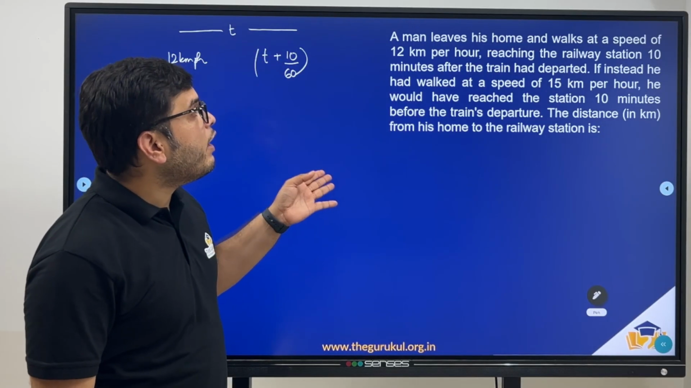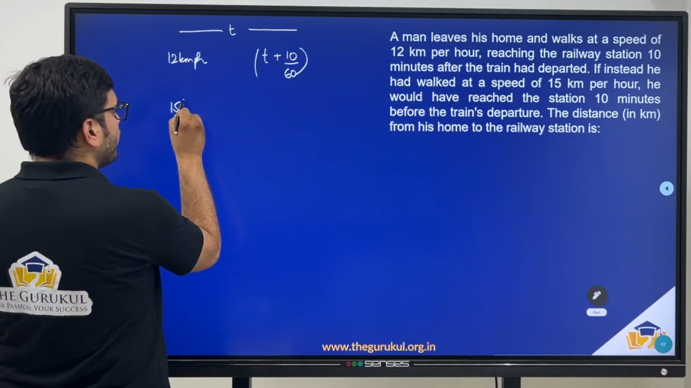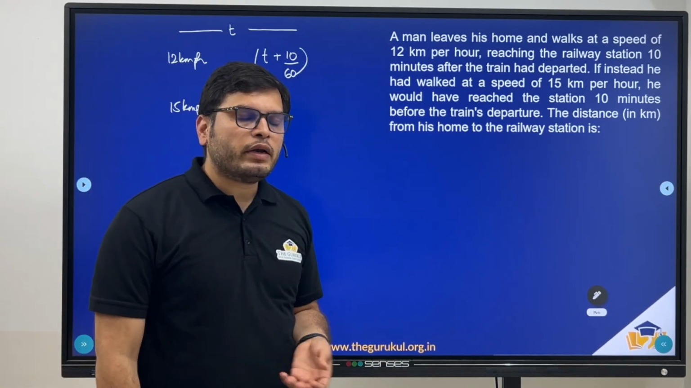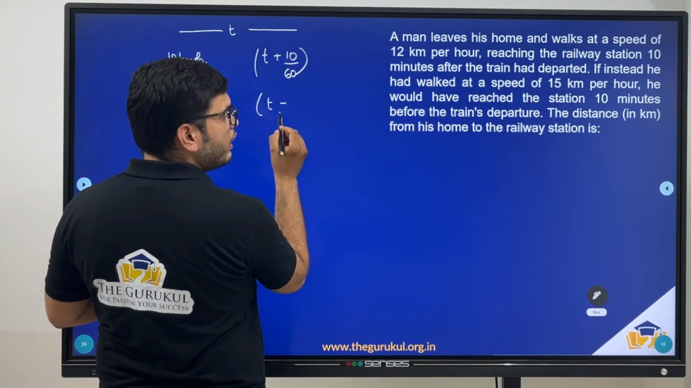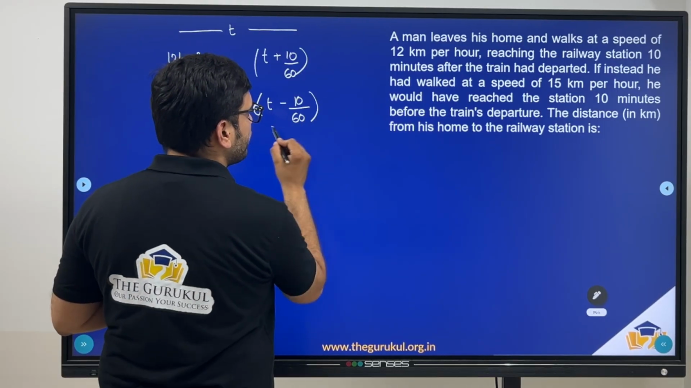And if he had walked at a speed of 15 kilometers per hour, then he would have reached the station 10 minutes before the train's departure. So the time that he would be taking will be t minus 10 by 60.